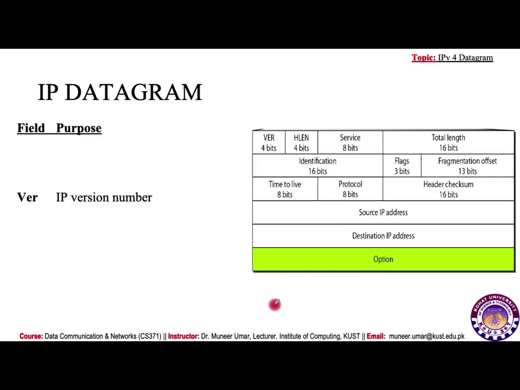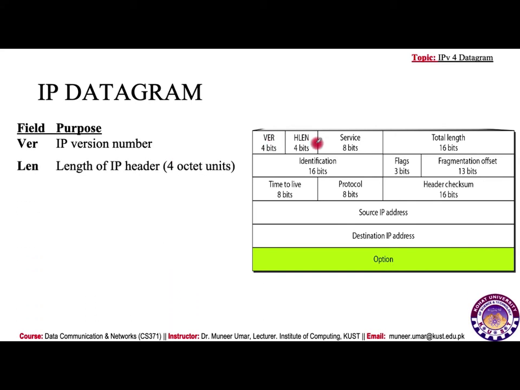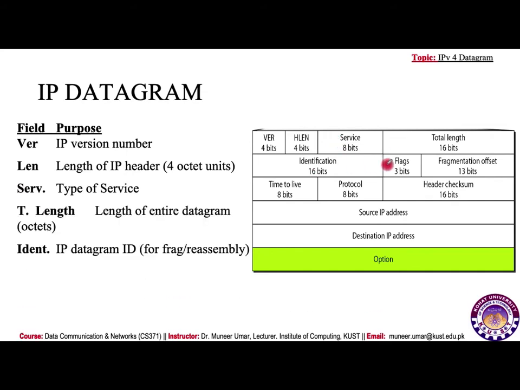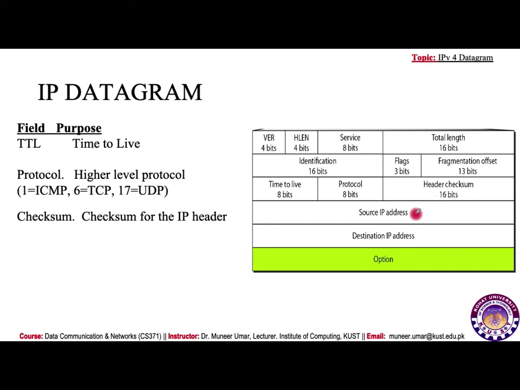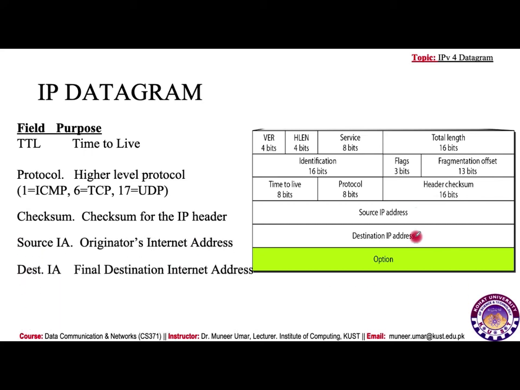So we have version of 4 bits, then header length of 4 bits, type of service, total length, identification, flags, fragmentation offset, time to live, then protocol, header checksum, source and destination IPs, and at the end, options. We are going to discuss all these in the coming slides in detail.